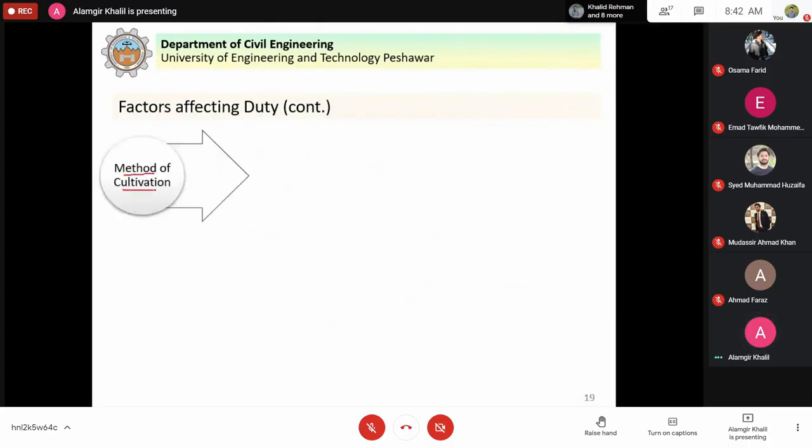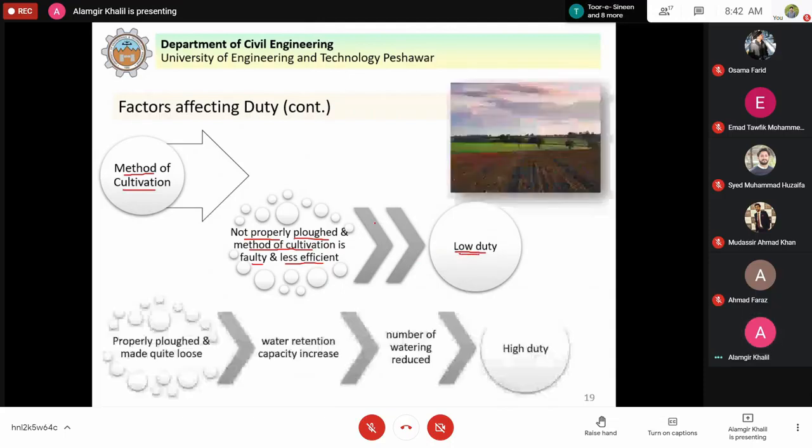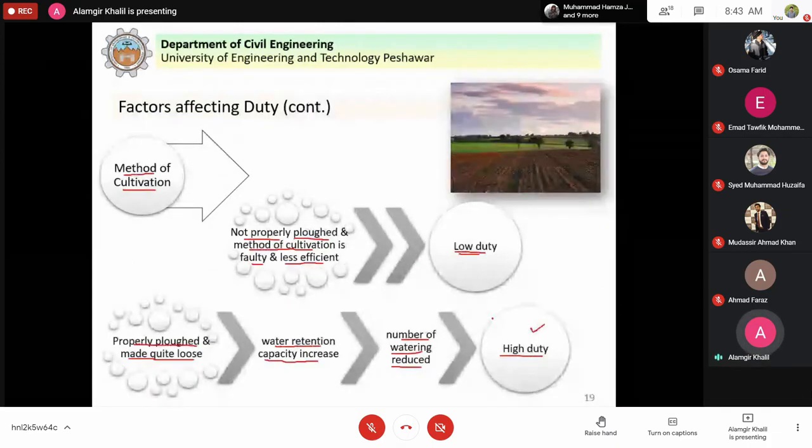Method of cultivation. So if the land is not properly plowed and the method of cultivation is faulty and less efficient, this will result into low duty of water. If land is not properly prepared for cultivation, then proper irrigation cannot be done, and this will result into low duty. Properly plowed and made quite loose, water retention capacity increases, number of watering reduces, and this would result into high duty of water. So that's why you can see that land preparation during the sowing of the crop and then supplying the water to the crop is very important.